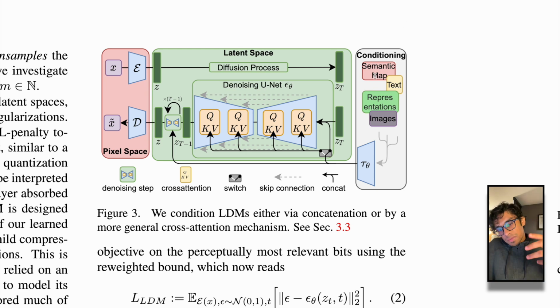So what will be a semantic map? It will be taking an image and creating a semantic segmentation. The output map takes away all the features and just colors based on class. That semantic map can be given to this tau theta. So what is tau theta? Why is there a tau theta? Again, this is a question.